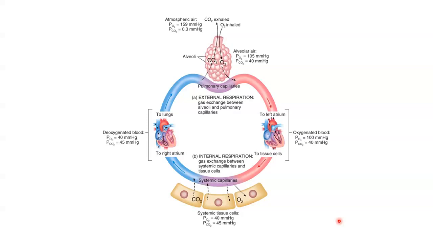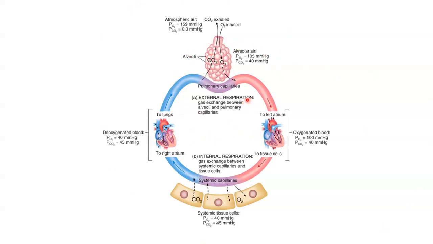So both oxygen and carbon dioxide diffuse across permeable membranes from an area where its partial pressure is high to an area where its partial pressure is low. The greater the difference in partial pressure, the faster the rate of diffusion. So if we have a look at this image here, we have external respiration up the top.